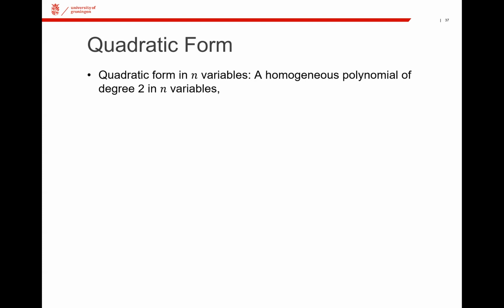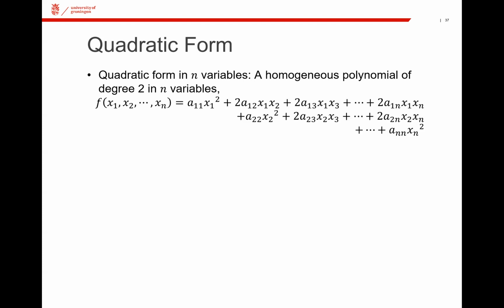So what is quadratic form? Quadratic form in n variables is a homogeneous polynomial of degree 2 in n variables. So in this function, we can see that there are n variables from x1 to xn, and each term has a degree of 2. Such as x1 squared, x2 squared to xn squared, and in other terms, such as x1 times x2, the degree is also 2. x1 times x3 is also 2.